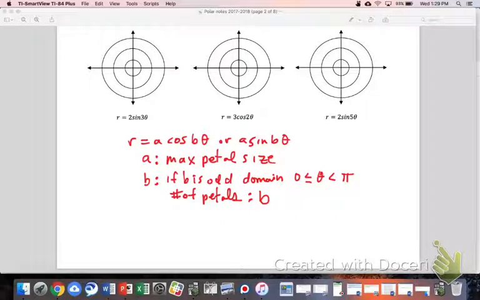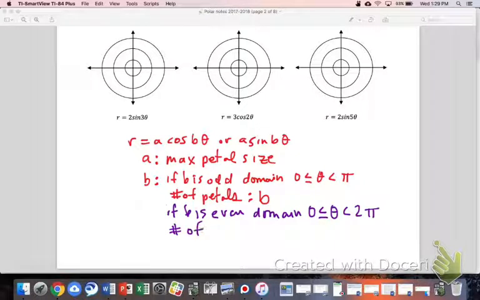And when I say pi, it could be negative pi to 0, it could be negative pi over 2 to pi over 2. It just needs to be a distance of pi. We probably would write 0 to pi. That'd be a typical way of doing it, but it could be anything as long as the distance is pi. So then the other, of course, is if B is even, then your domain doubles, so it'd be 0 to 2 pi. And the number of petals would be what? 2B. 2B, you are correct.